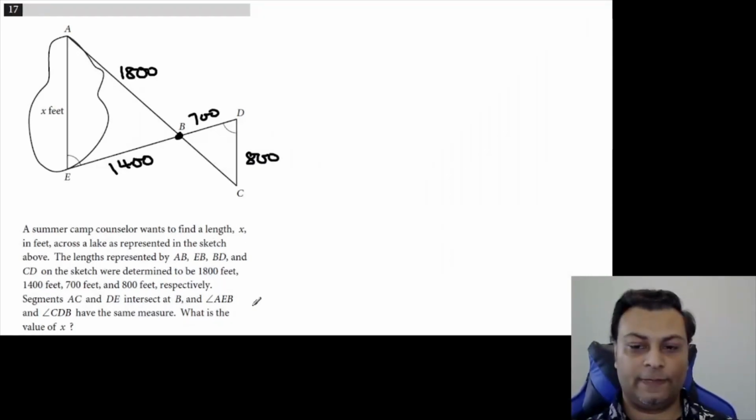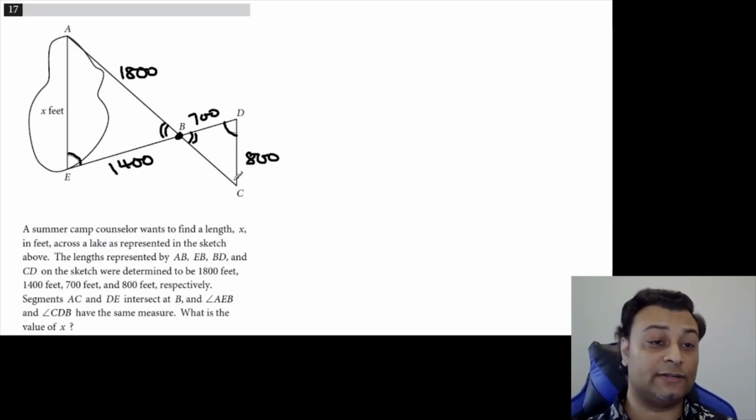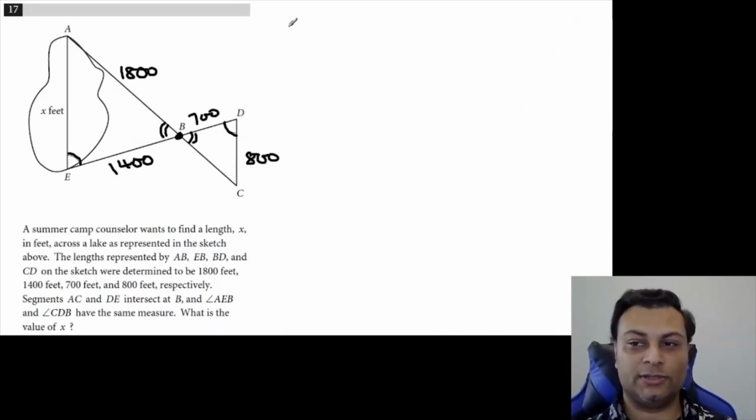And they mentioned that these angles are the same. Angle AEB and CDB have the same measure. They're congruent angles. And these two are congruent also because they are vertical angles. What we have is similar triangles. Okay, what's the value of x? So we can use a proportion.